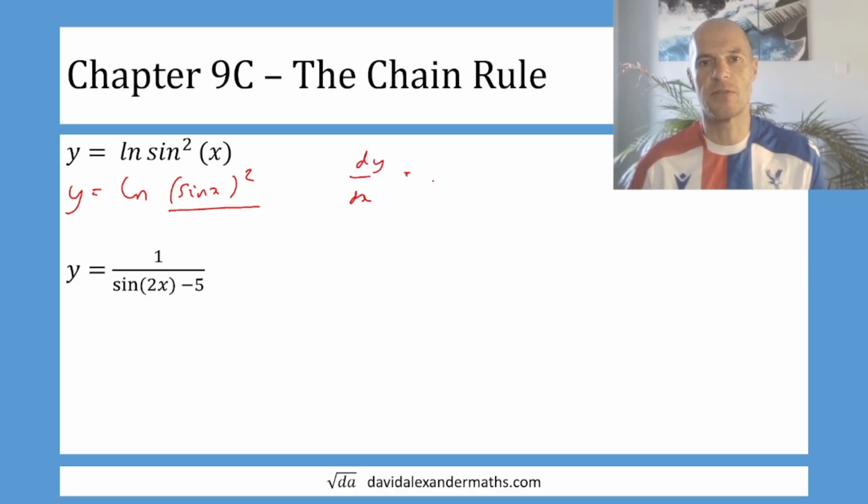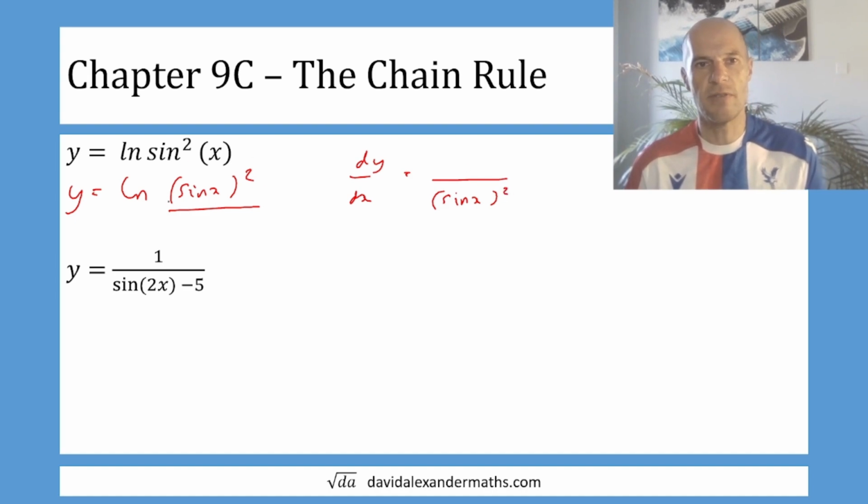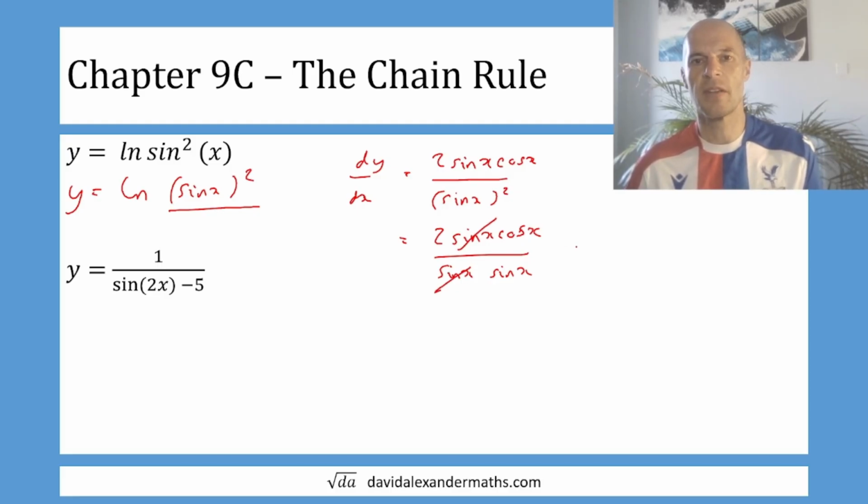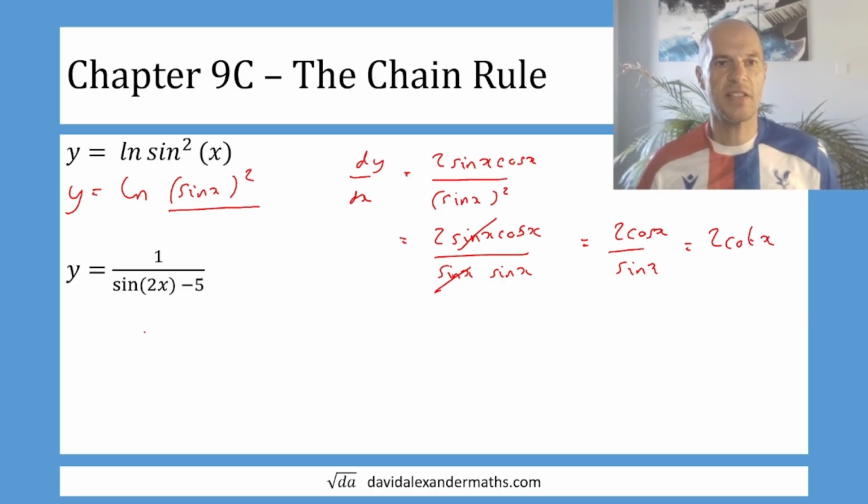So dy by dx, first of all the denominator is going to be the sine of x squared, and the numerator is going to be the derivative of this stuff here. So power comes down to the front, reduce the power by 1, and multiply by the derivative of what's in the bracket here, so that's going to be cos x. Now we can see that on the top we've got a sine x cos x, on the bottom we've got sine x squared, so that is a sine x and another sine x, and of course one sine x will cancel top and bottom. So what we've got is 2 cos x over sine x, and hopefully you know that sine over cos is tan, and cos over sine is cot, so that is 2 cot x.